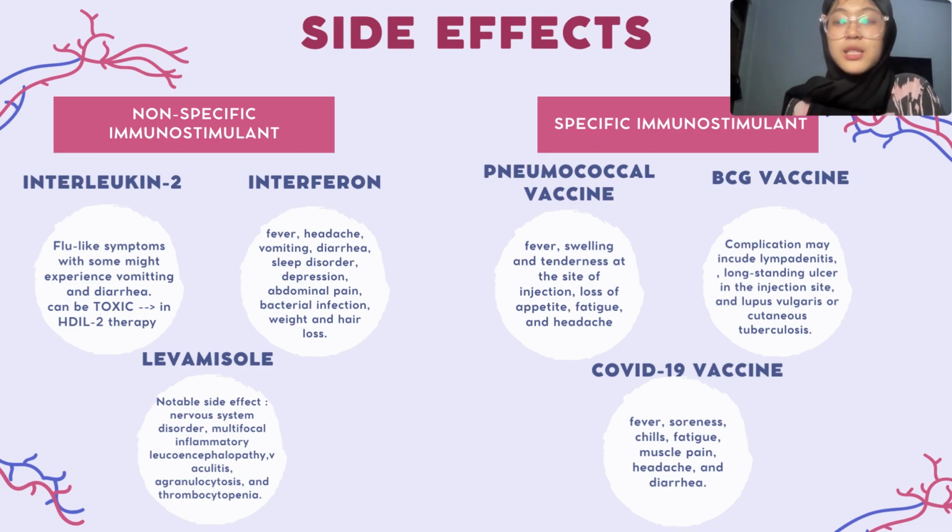And we move to the next one, that is specific immunostimulant. Just like the name, they enhance the specific immune response. So they have bacterial vaccinations and viral vaccinations. For the bacteria, I use pneumococcal vaccine and BCG vaccine. The pneumococcal one has fever, swelling at the site of injection, and loss of appetite. And the BCG one also has similar side effects with complications including lymphadenitis.